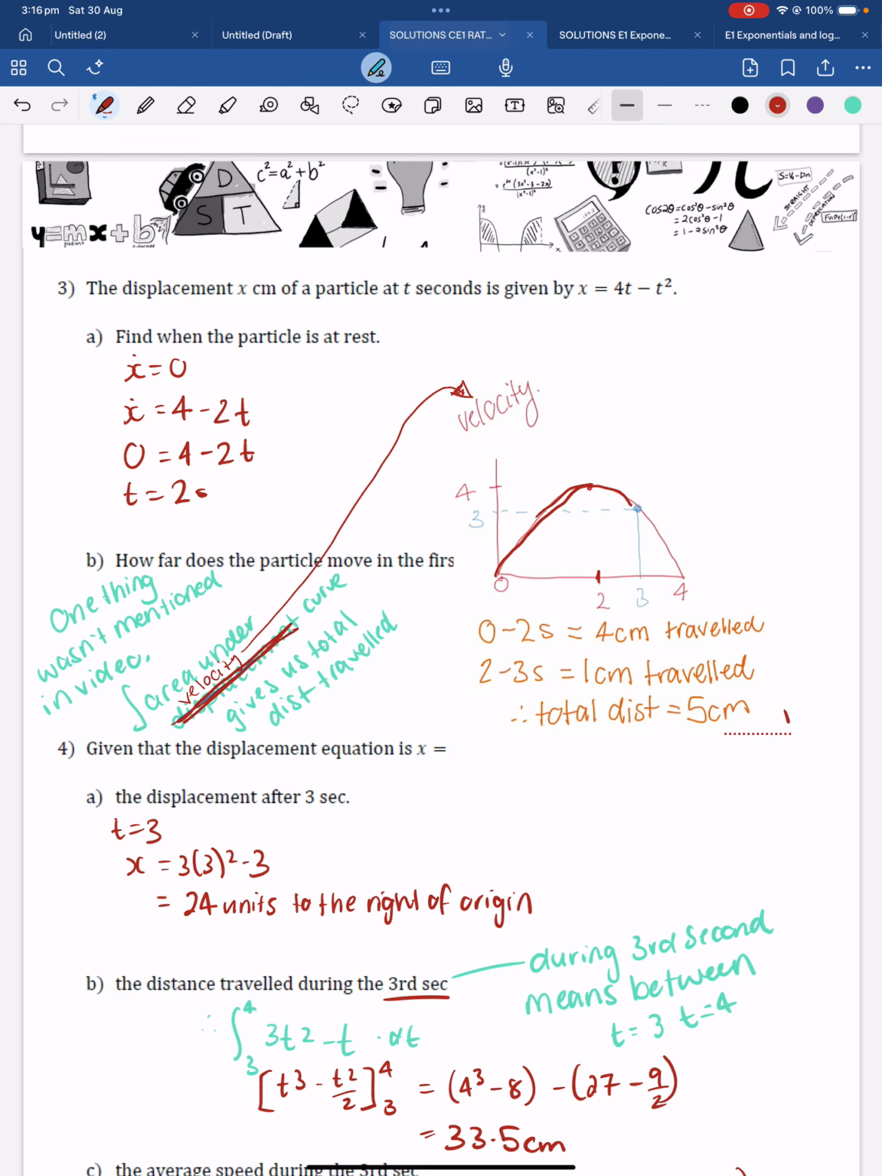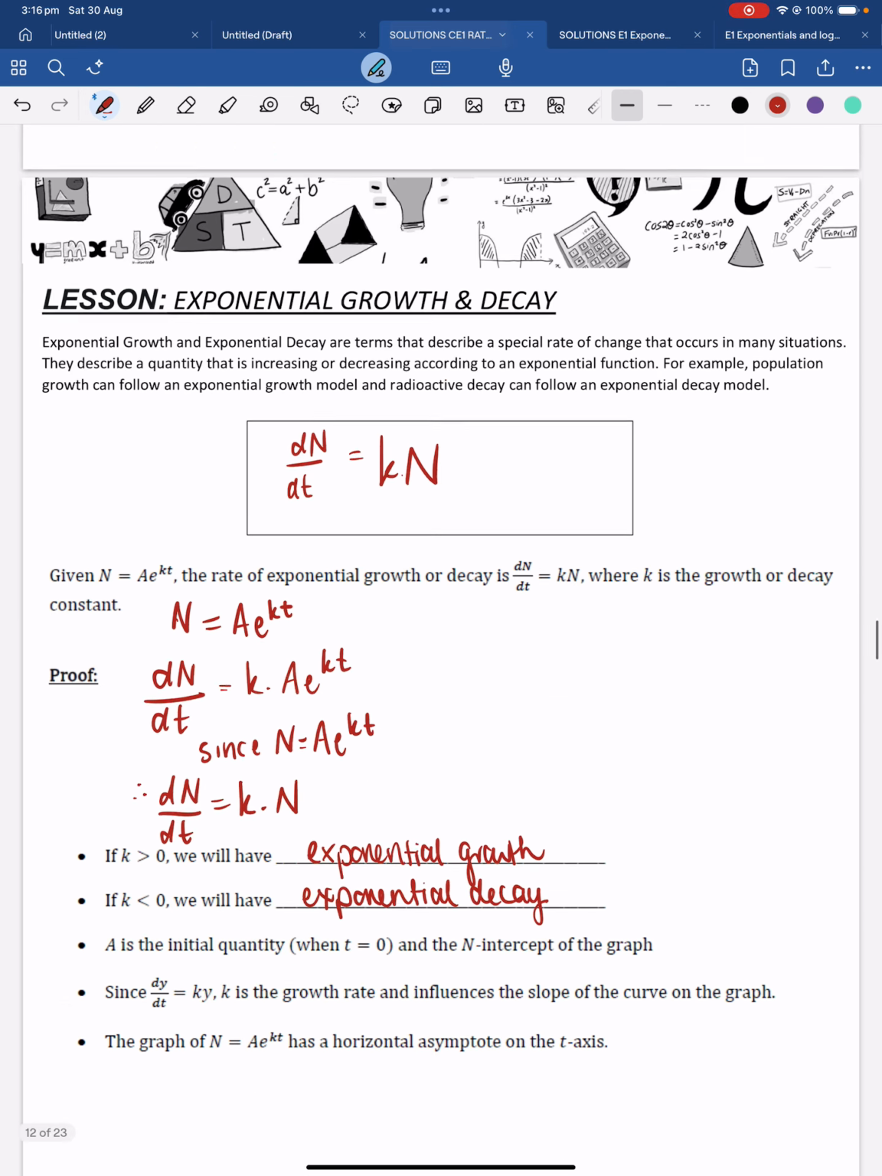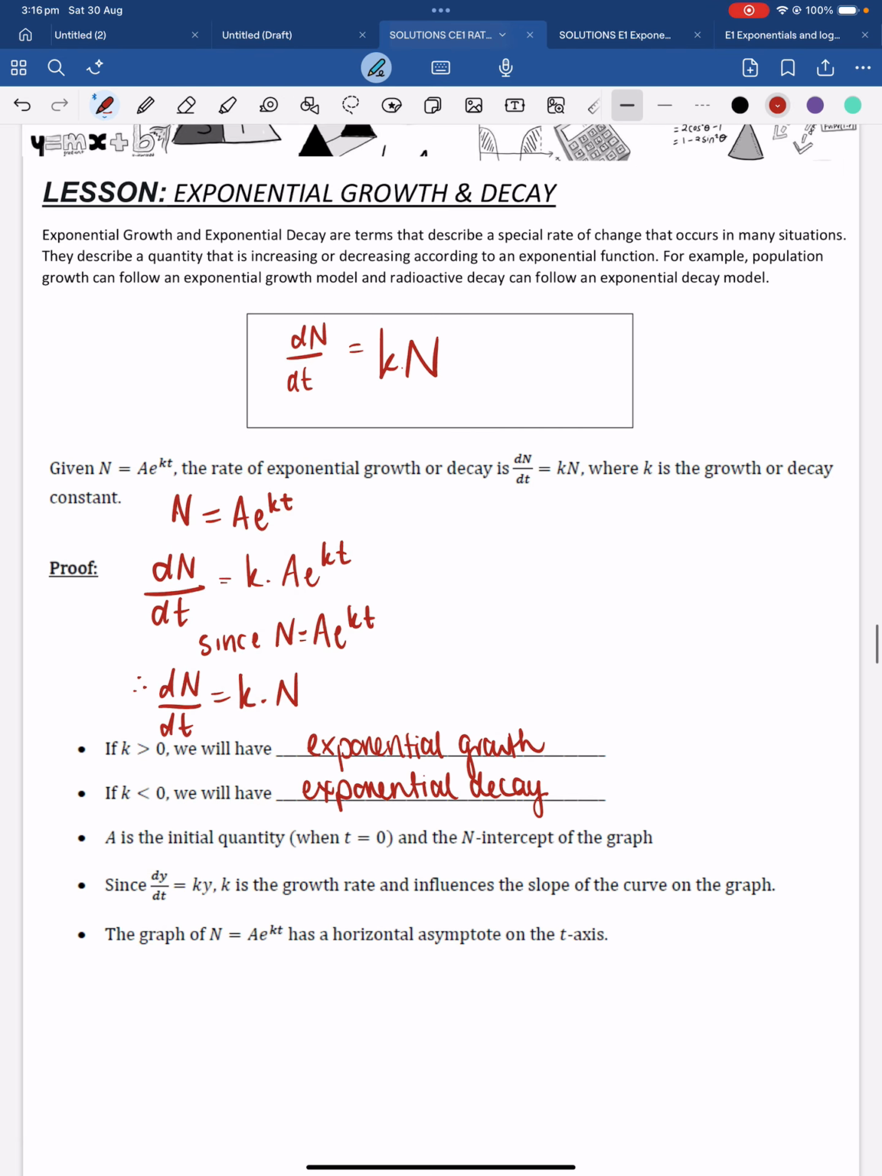So just make sure you fix that up in your notes for me. But otherwise, exponential growth and decay, you've seen bits and pieces of this before. It's the term used to describe a special rate occurring in many situations. It describes a quantity that is increasing or decreasing according to an exponential function.